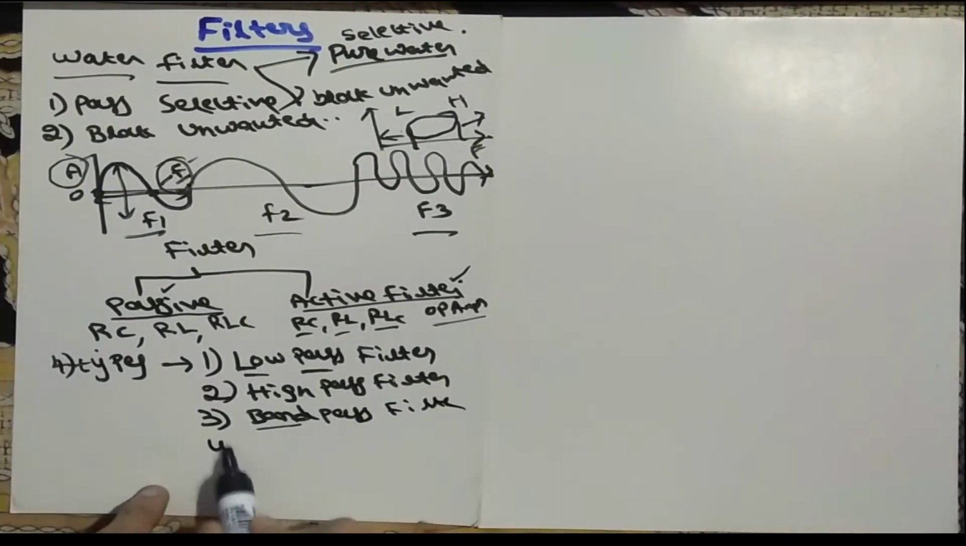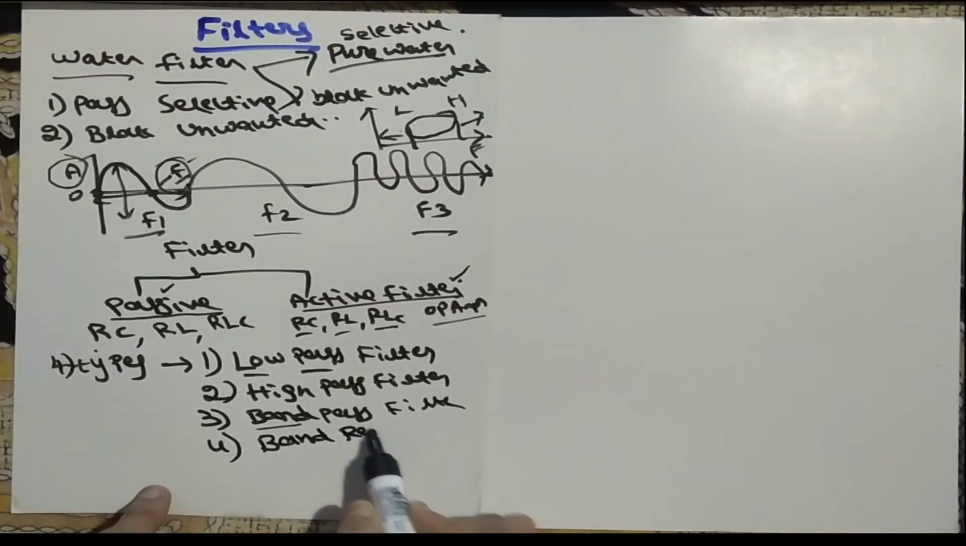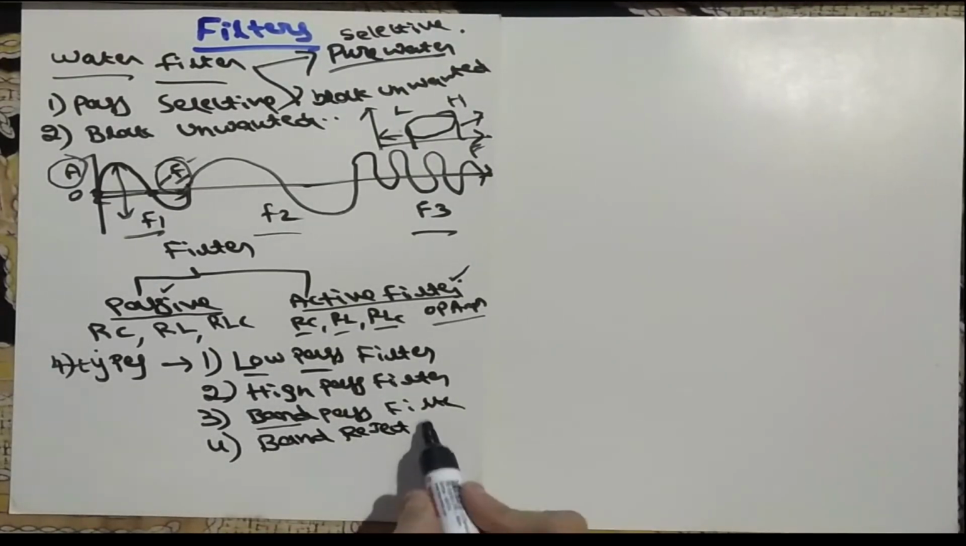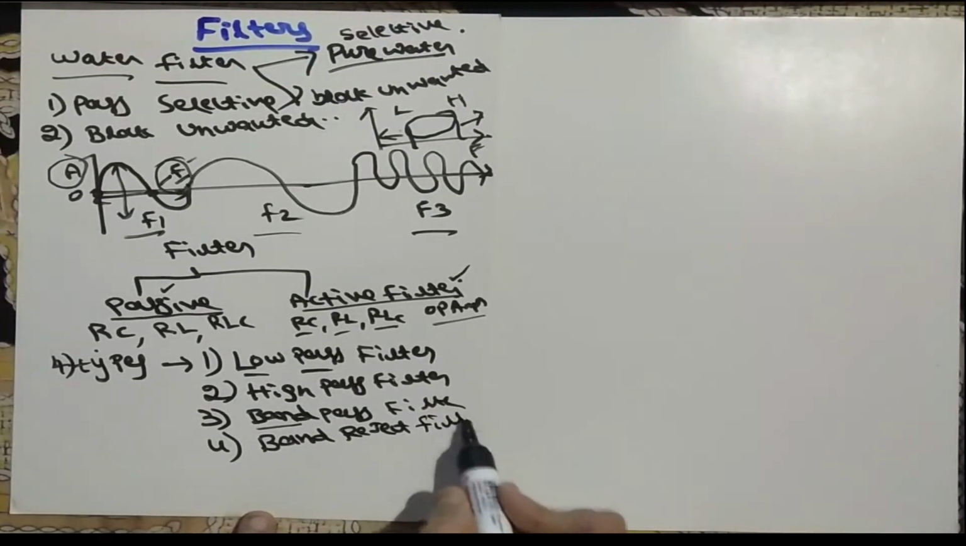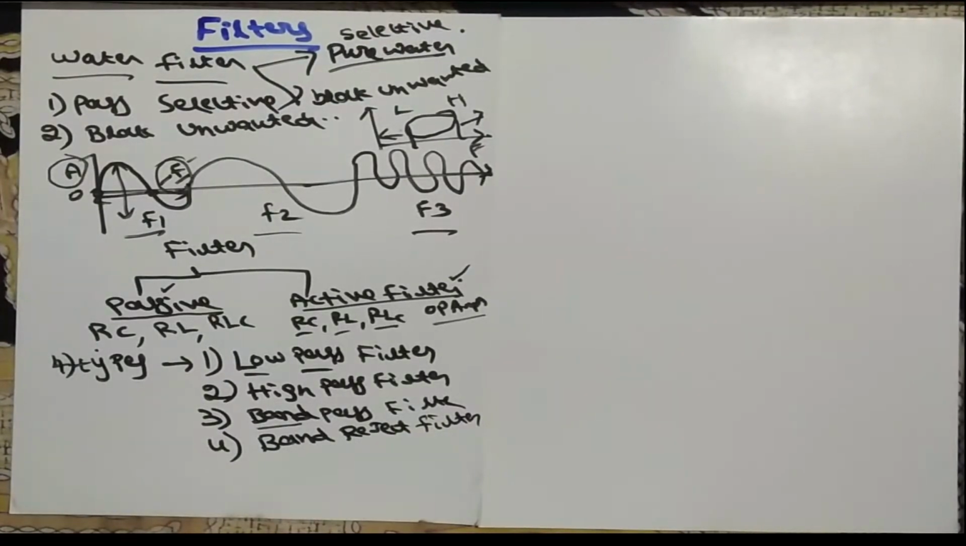Similar way, the opposite of band pass filter we can call a band reject. That means one particular area I don't want, all the other area I require. For that we call it a band reject filter. So these are the 4 types of filter we have. First we will discuss what is low pass filter and how it operates.